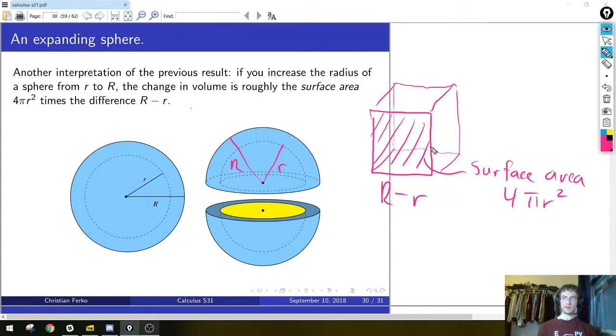Right? That's what I'm trying to say by a box. You're stretching the surface area of the sphere, which I've drawn as the face, through this direction into the screen, a distance R minus r. That's the interpretation of this.